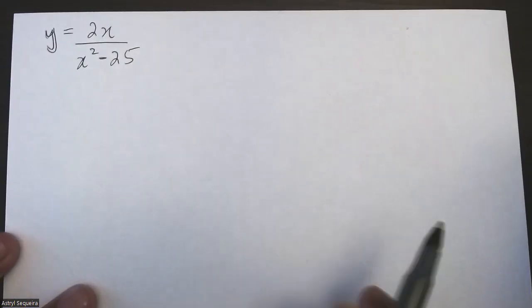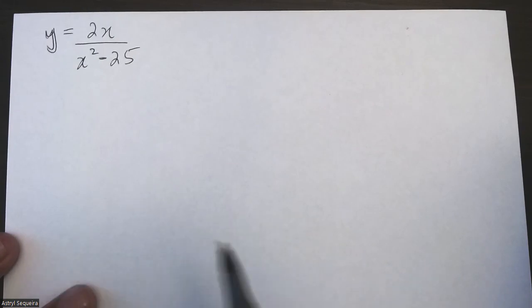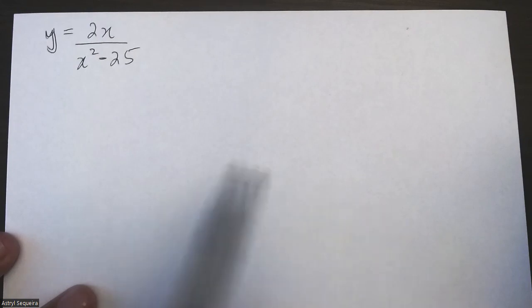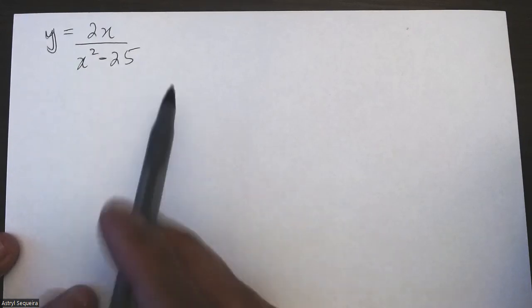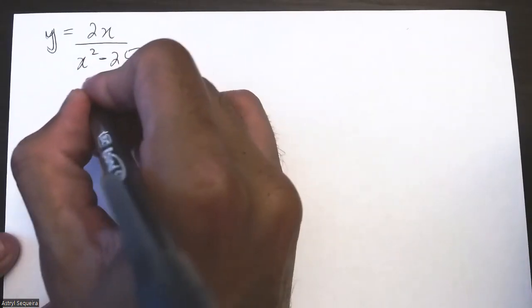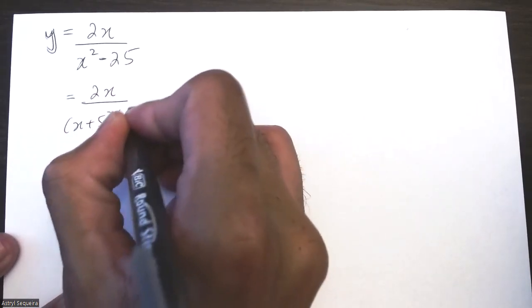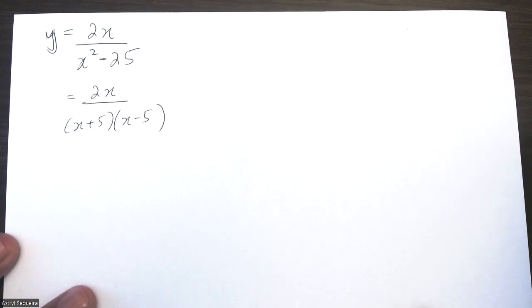All right, so in this video, we are going to do the entire curve sketching algorithm for this rational function over here. The first thing we note is that we can actually factor the denominator by difference of squares, just x plus 5, x minus 5, and this is going to help a bit.